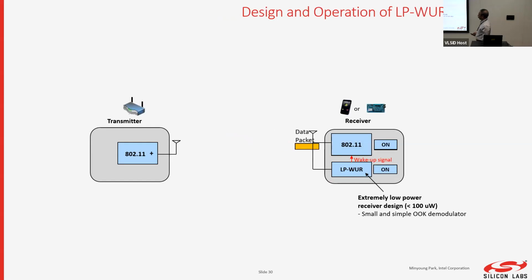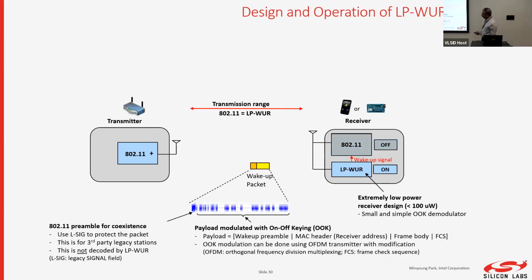Now, this is revolutionary. If you're having a mesh network, for example, all the intermediate nodes have to be always on because a node doesn't know when it has to relay data. So what if you have a small receiver which can wake up but not decode data?